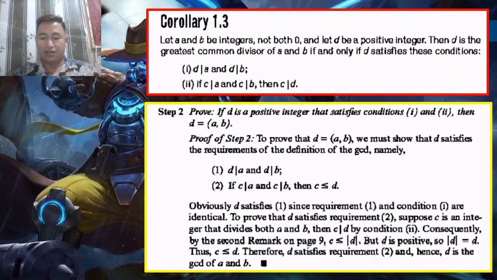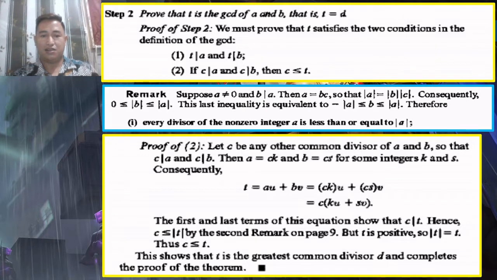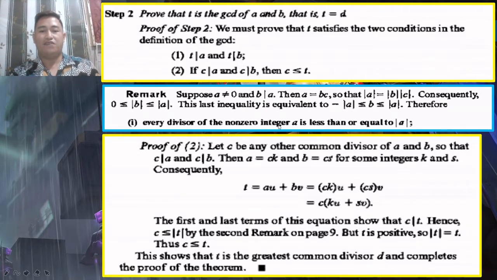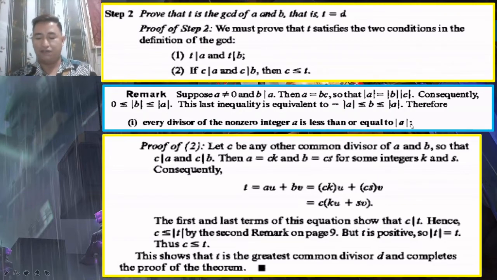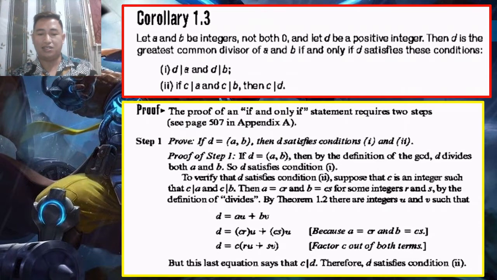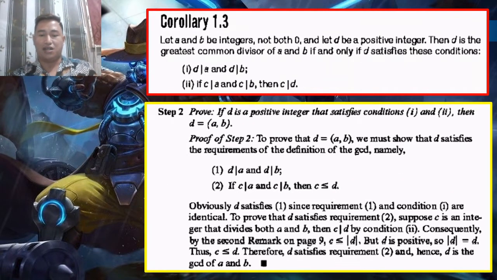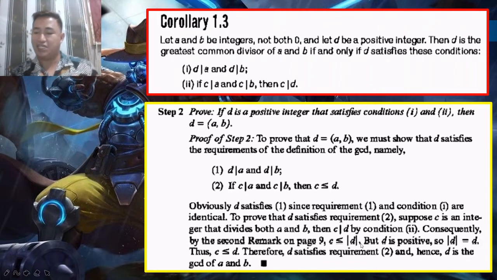By remark. Asa itong remark ganina class? Every divisor of a non-zero integer A is less than or equal to A. Okay, so divisor man ang atong C class. So less than or equal siya kang absolute value ni D. Kaya mo divide mo ka siya ni D. Okay, so every divisor man na siya.